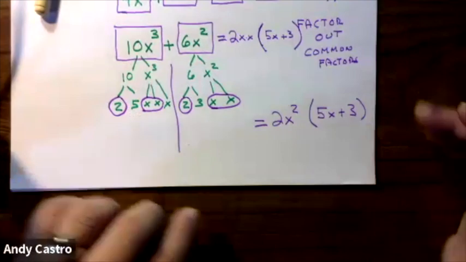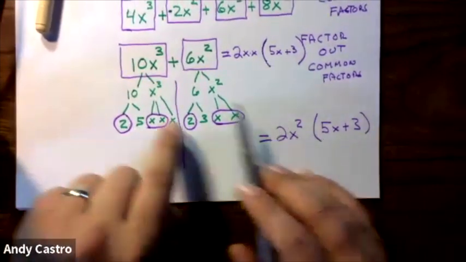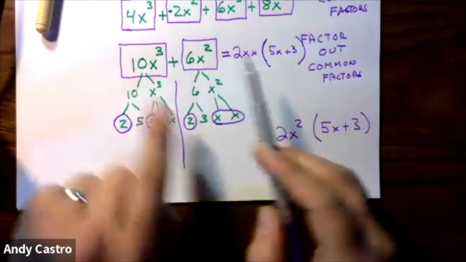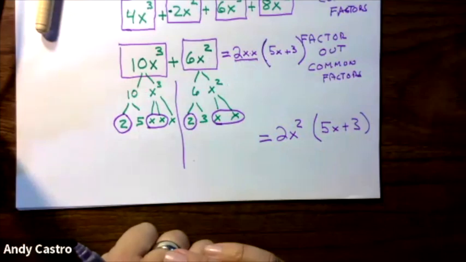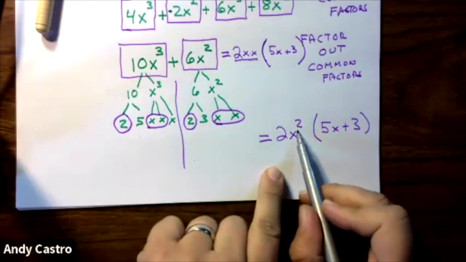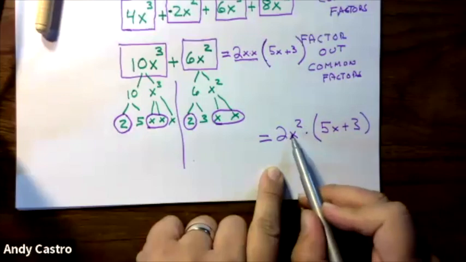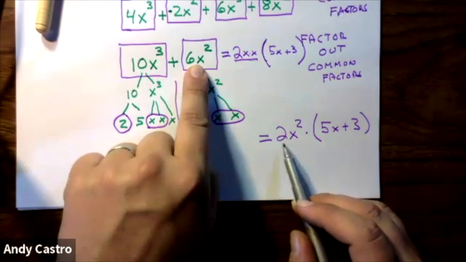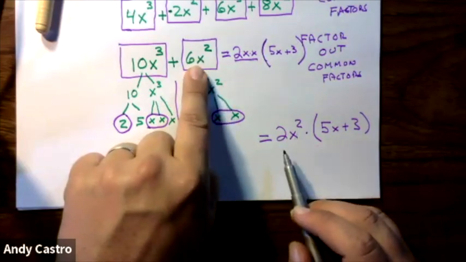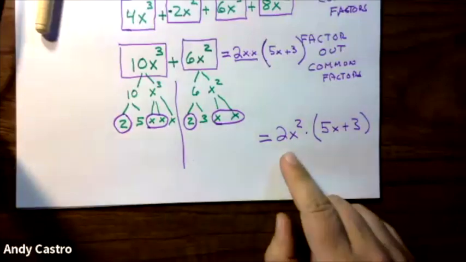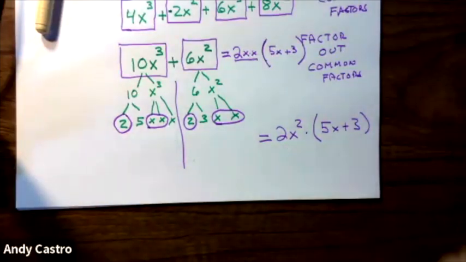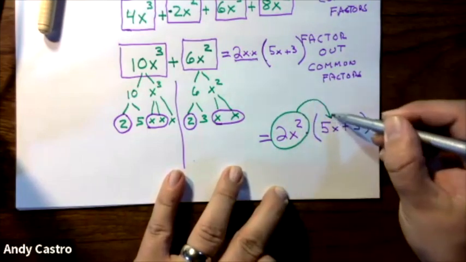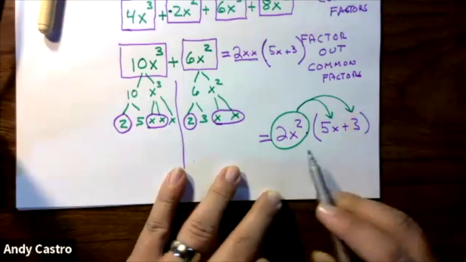Okay, so what just happened here? Well, I pulled out of the 10x cubed plus 6x squared, I pulled out the common factors 2x and x. So that's what you see here, 2x squared times, because I pulled that out of the 10x cubed, plus, and then I pulled the 2x squared out of the 6x squared. Now watch what happens if I distribute this back in. If I take these factors here and I distribute it back in, okay?